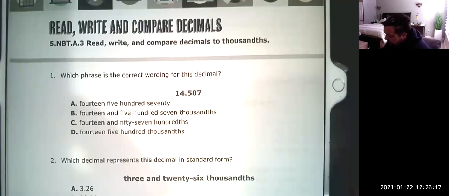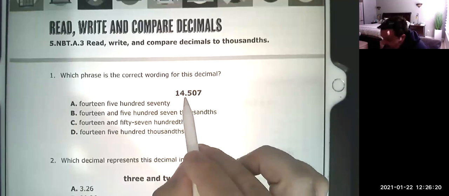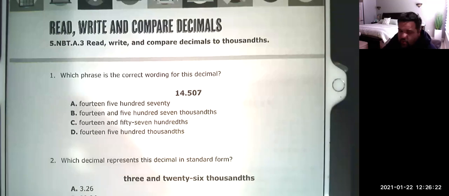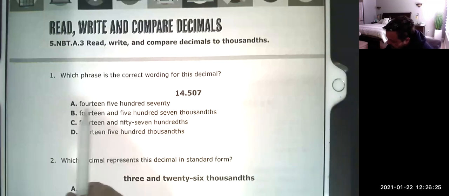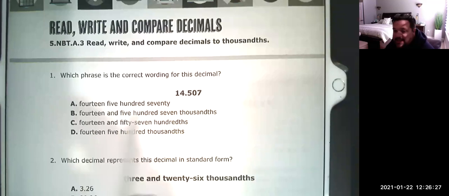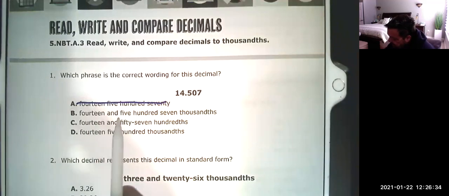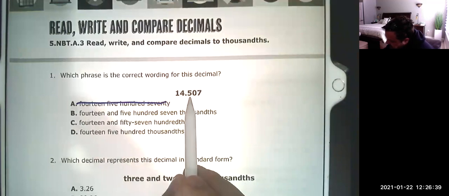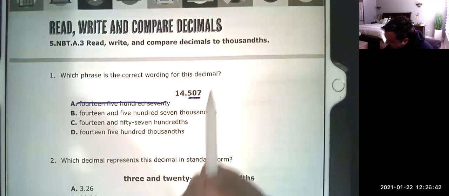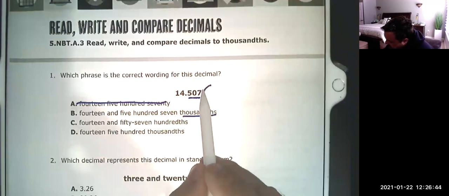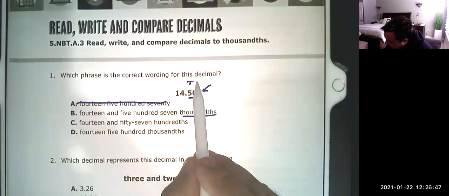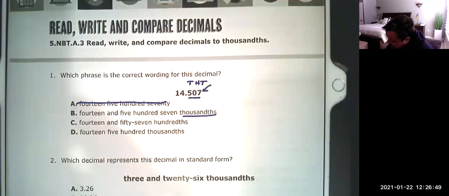Okay, so remember, we've talked about this in class. The decimal point means and, right? You have to hear the word and. So A is 14,570. That doesn't even make sense, does it? And it doesn't say the word and, so you know A is not the answer. 14 and 507 thousandths. This is 507. And remember, this last word that you're going to hear is always this place. And remember, we have our tens, tenths, hundredths, and thousandths. So B would be your answer.